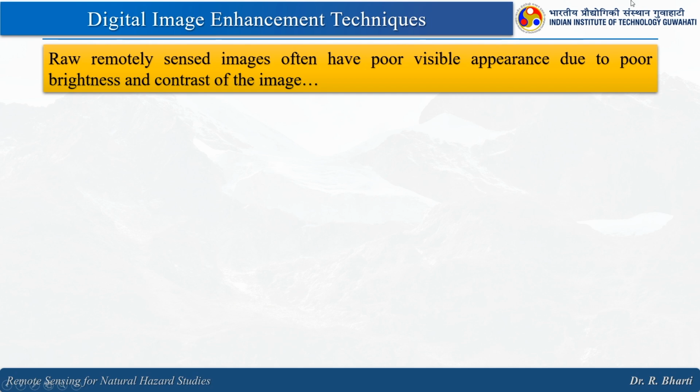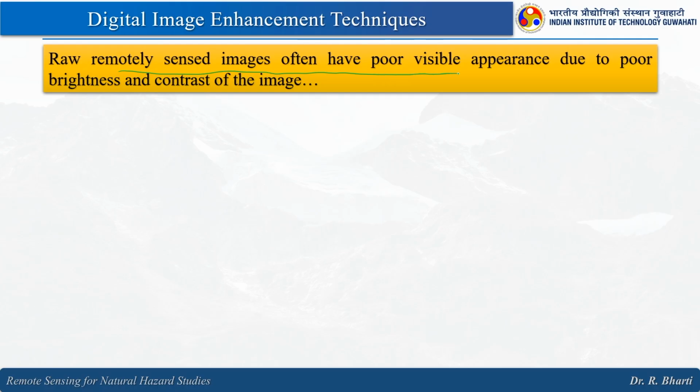You might have seen many images. When you capture images using regular mobile phones or cameras, even then you will notice some of the images are not very clear. The brightness and contrast are not proper. Same thing happens with satellite images also. That's why raw remotely sensed images often have poor visible appearance due to poor brightness and contrast of the image, right? So that we will try to understand with this photograph.